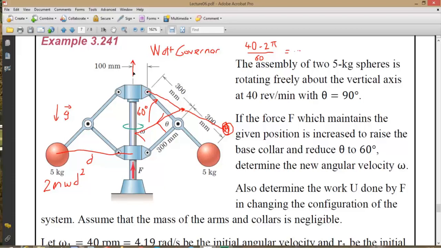Now there should be a moment in that direction. What would cause that moment? F is already in that direction. There's no moment arm, so the change in F would not affect that moment.